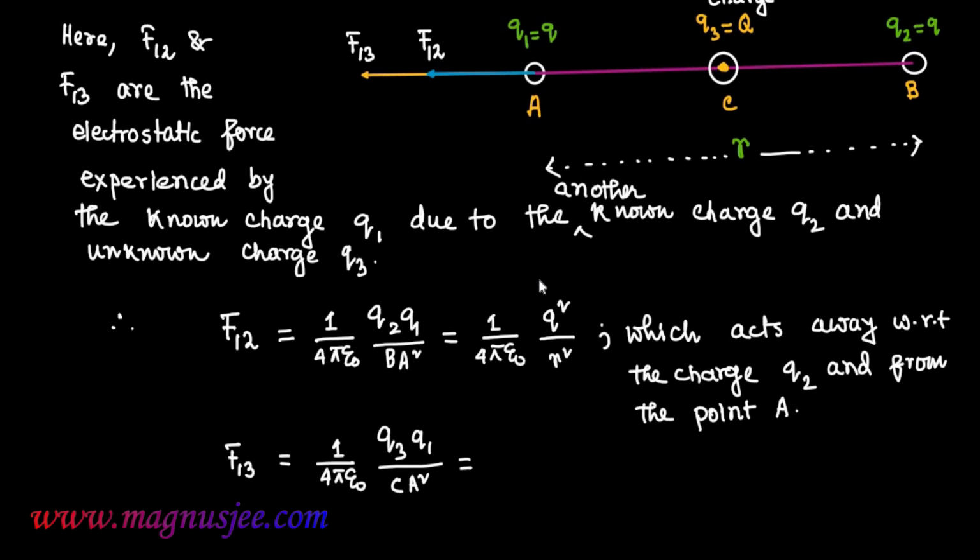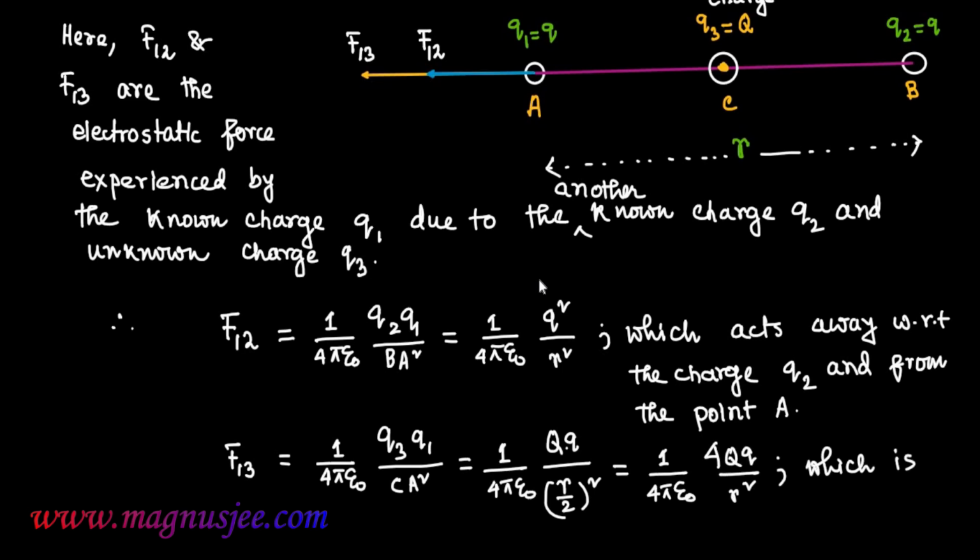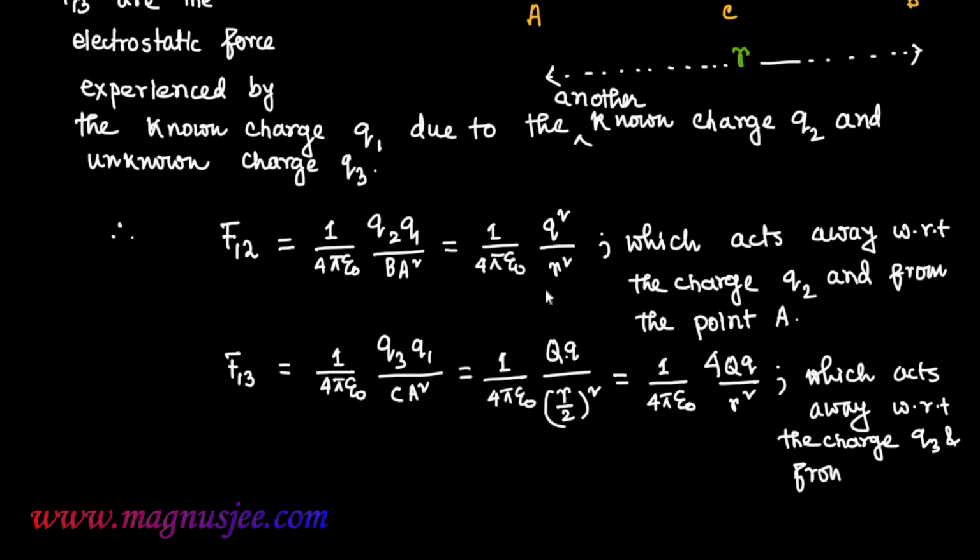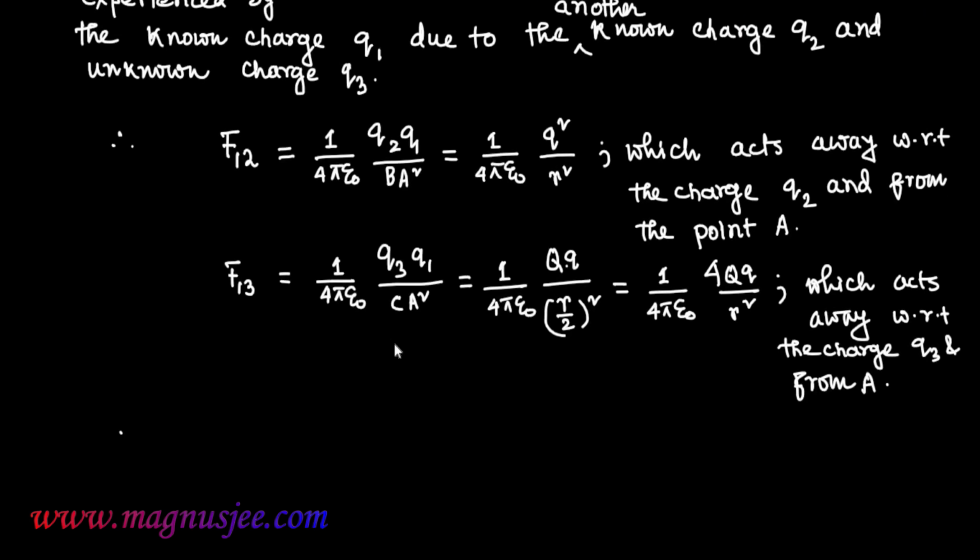F13 equals 1 by 4 pi epsilon 0 Q3 Q1 divided by CA square, equal to 1 by 4 pi epsilon 0 capital Q small q divided by R by 2 whole square. Therefore, F13 equals 1 by 4 pi epsilon 0 4 capital Q small q divided by R square. F13 is the electrostatic force experienced by the charge Q1, which acts away with respect to the unknown charge Q3 and from the same point A.